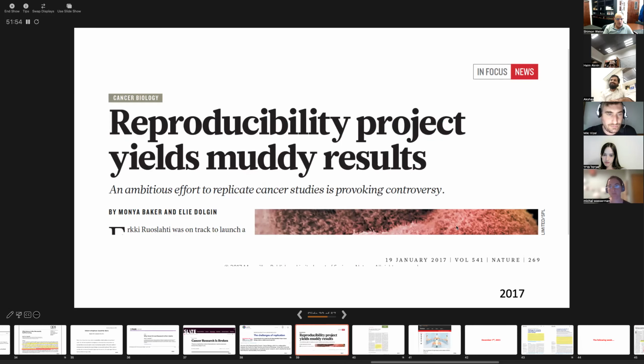2017, reproducibility project yields muddy results. That's already not a good sign. Ambitious effort to replicate cancer studies is provoking controversy.